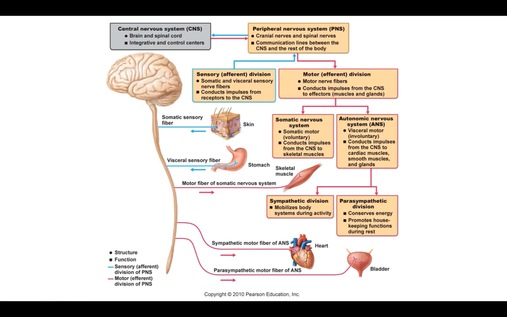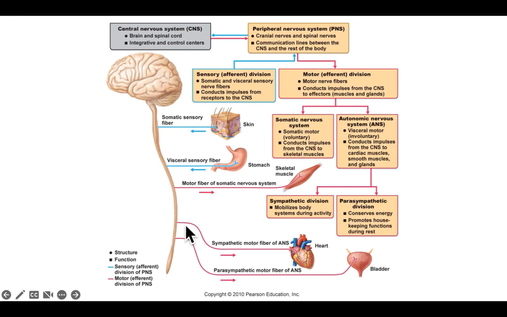Then the output, this diagram uses red. Blue was the sensory. Red is outgoing. So these are all efferent motor. Here's the somatic nervous system going to skeletal muscle. So we can come out of the CNS, again, it could be cranial or spinal, we're going to go to the skeletal muscle and have voluntary control.